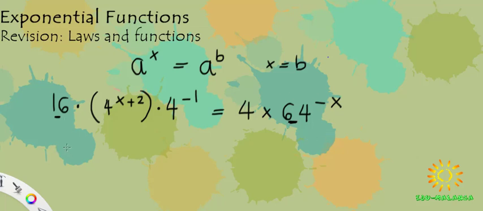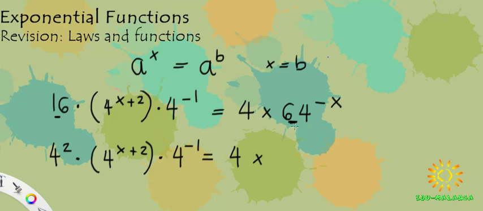16 is equal to 4 to the power of 2. So here we can say 4 squared times, open brackets, 4 to the power of x plus 2, close, times 4 to the power of negative 1 should equal 4 times, again, 4 to the power of 3 is equal to 64. So on this side we're going to have 4 to the power of 3, with brackets, times negative x. So now we've turned everything into the same base. We simply have to simplify on both sides.